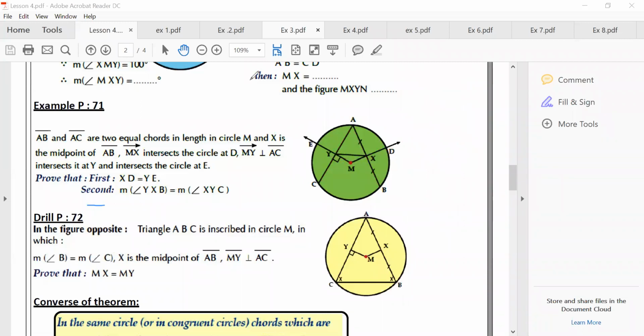The other part, the second: he wanted me to prove that the measure of angle YXB is equal to XYC. Who else is here in the meeting? Where is the rest? Mahmoud, are you with us? Yes. How are you, Mahmoud?